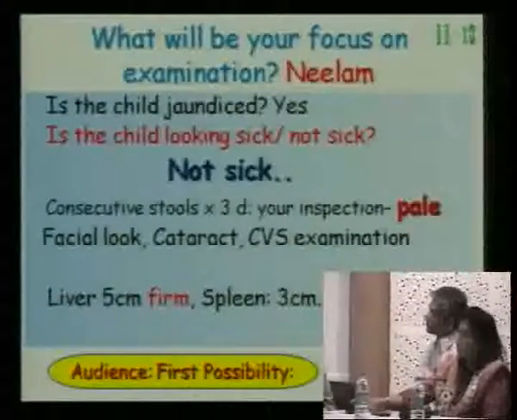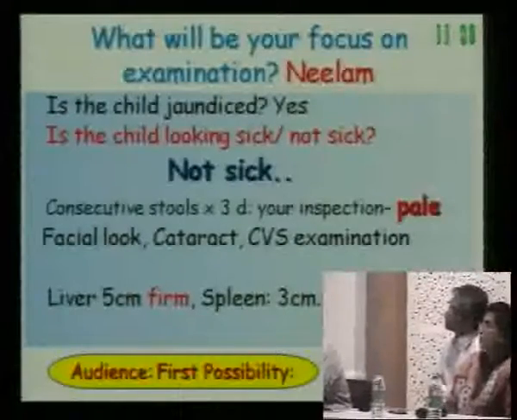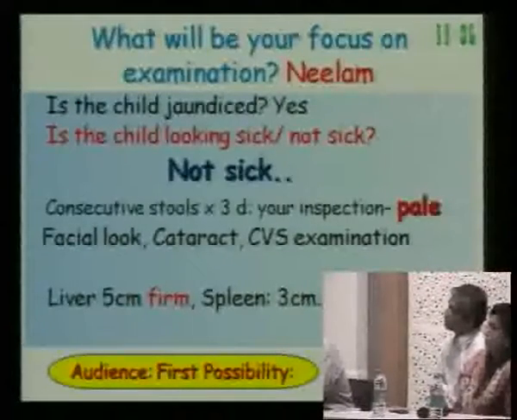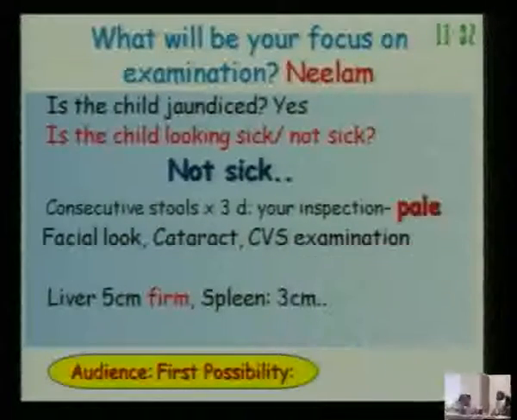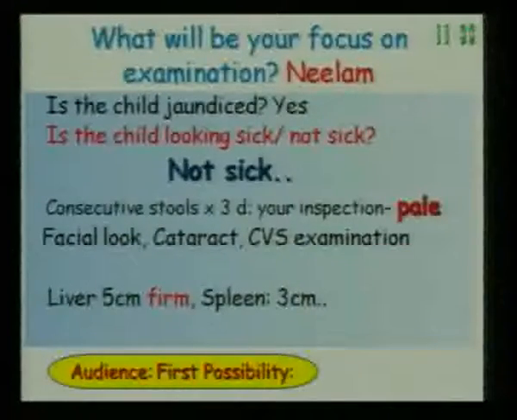Audience: First possibility, cholestasis. A young baby with pale stool, consecutively, liver firm in consistency, spleen 3 centimeters, child is not sick, no other features. First possibility. Wonderful, very good. The message is taken actually. I think we have advanced in India. We are able to make the diagnosis quickly.